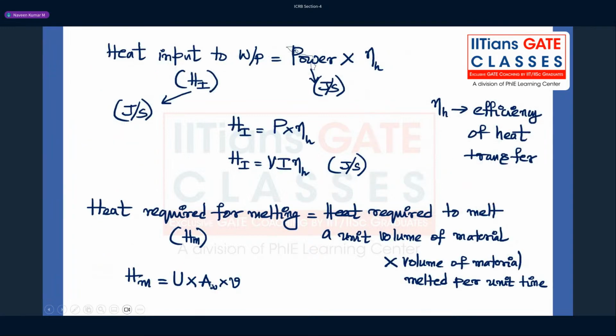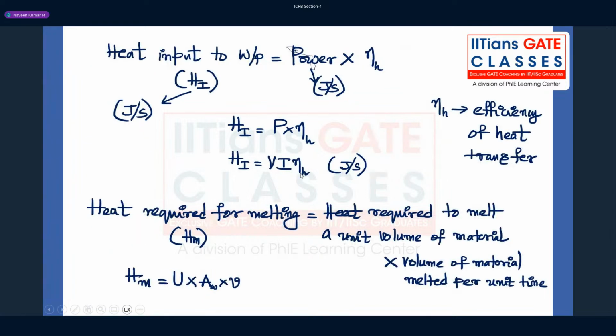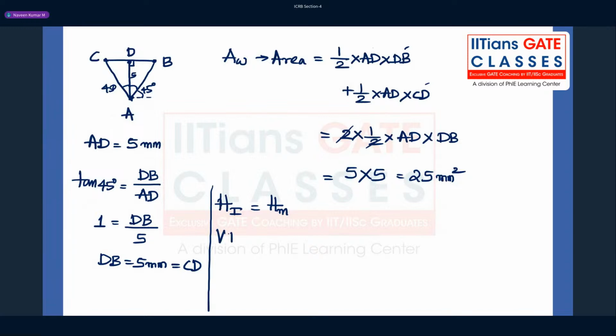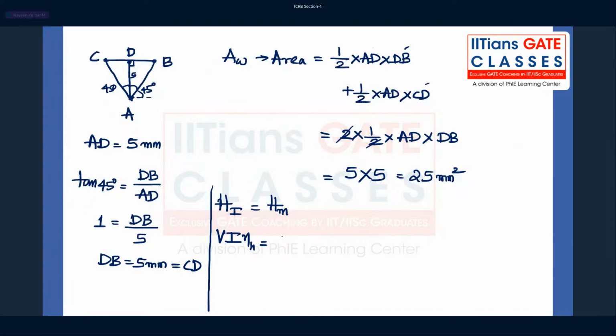Now let's go to this. We got the area, the velocity, the specific energy, the voltage, the heat transfer efficiency, and the current. So heat input should be equal to heat required for melting. If some melting efficiency is given, then you have to consider it. Since they do not give any melting efficiency, heat input is equal to heat required for melting. What is heat input? VI times heat transfer efficiency, and HM is U, area of weld, into welding velocity.